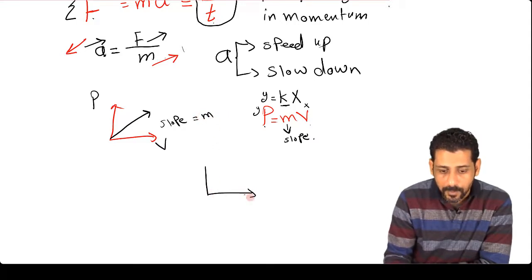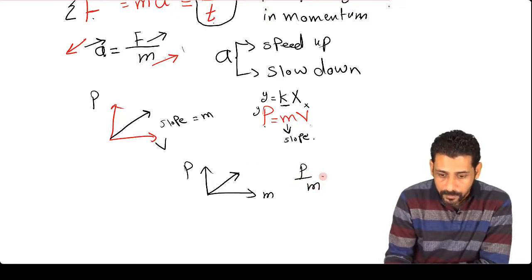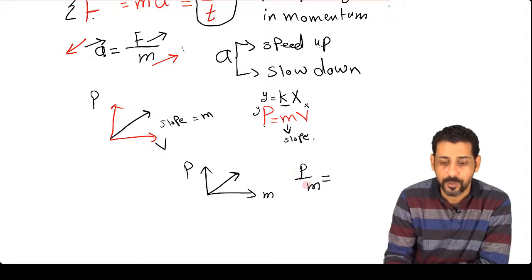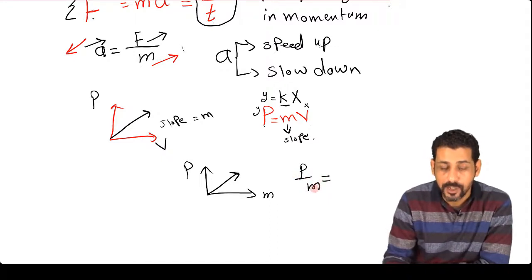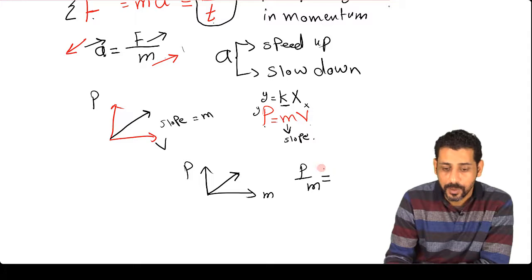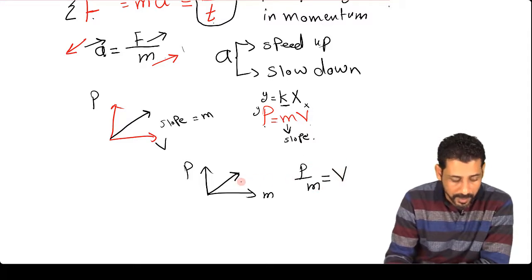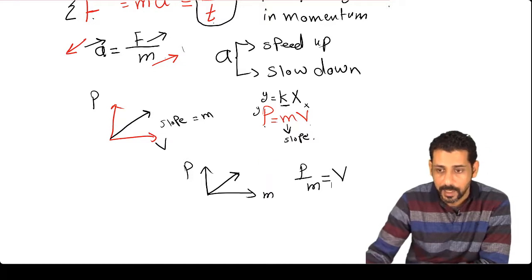But if we have another relation between M and P, it also gives you directly proportional, then P over M, and we know that the slope is change in Y divided by change in X. So P over M equals velocity, so the slope in this equation is the velocity. This is in case he asks about the slope.